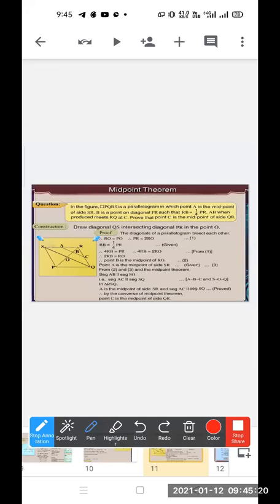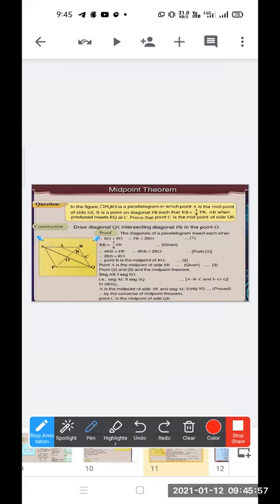In order to prove this, we need to do a construction. We have to draw diagonal QS intersecting the diagonal PR at point O. So these diagonals are intersecting at point O. Let us see the proof now.